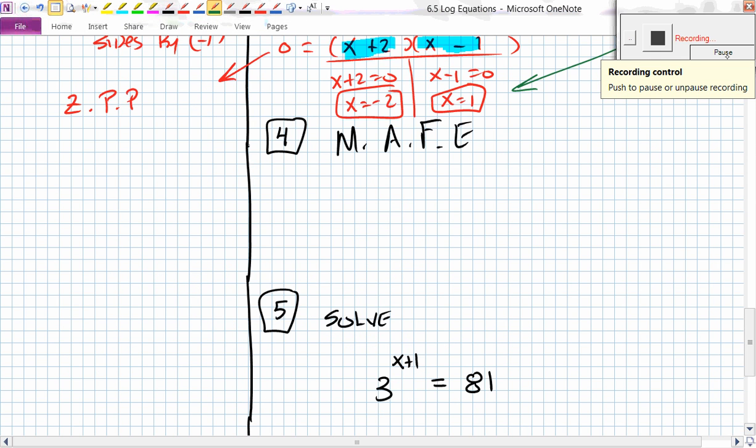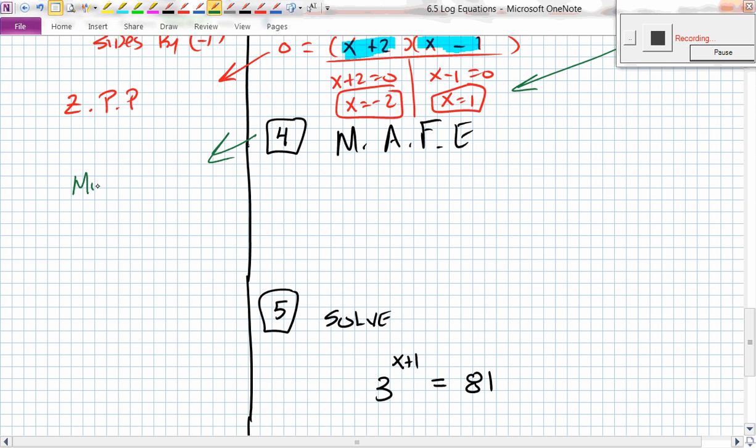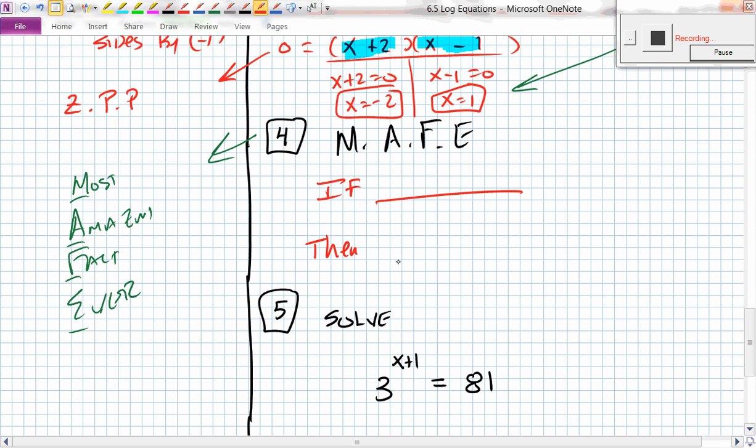Okay, who remembers what the MAFE is? What does the MAFE stand for? Oh my God, yeah. The most amazing fact ever. Okay, great. Now you guys know what the acronym means, but what does it actually say mathematically? It's an if-then statement, right? Okay, help me out. All right. If a to the x equals a to the y, then x equals y. There you go. Then x equals y.